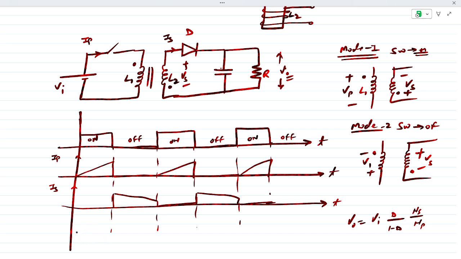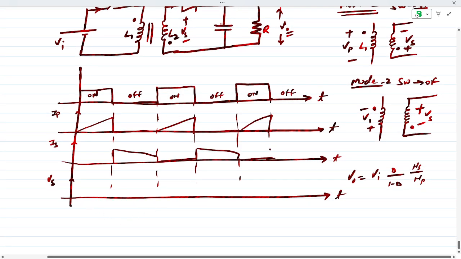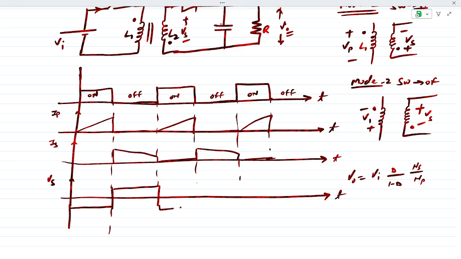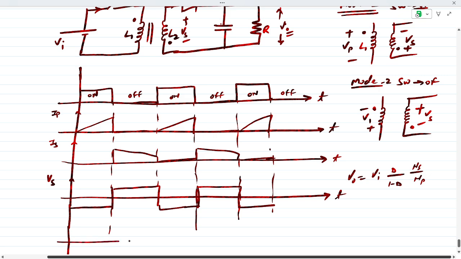This is the pattern of the secondary current. If we plot the secondary voltage, if we plot the voltage across the coil L2, you can see it keeps on reversing its polarity when the switch is on and off. So when the switch is on, it is negative. When the switch is off, it is positive. When the switch is on, it is negative. When the switch is off, it is positive. So this is the pattern of secondary voltage.